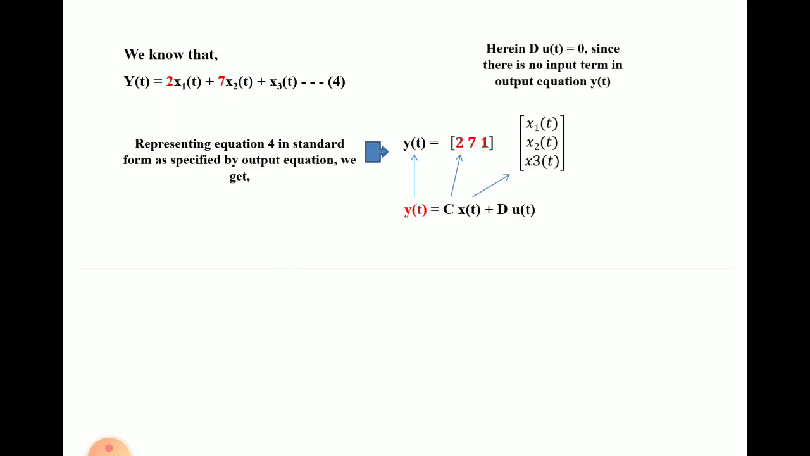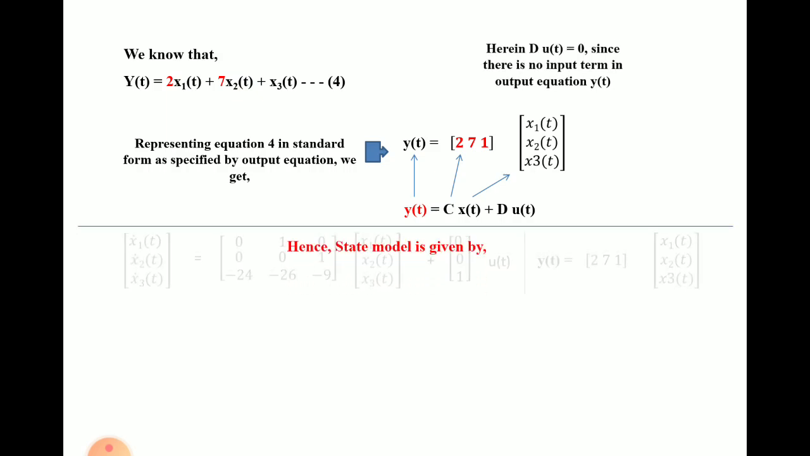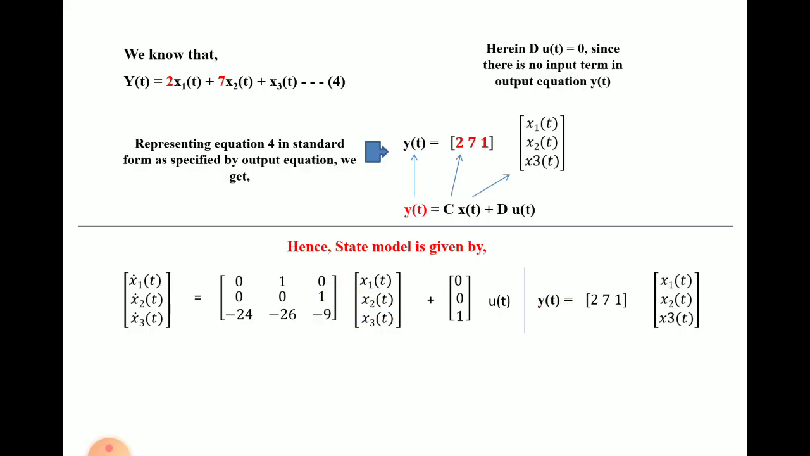Now if you write both the equations, then the combination of both the equations, that is state equation and output equation, is called as state model. Again, you can observe state model represented in its general form, x dot of t is equal to A into x of t plus B into u of t. Similarly, output equation represented in its general form, y of t is equal to C into x of t. Here D into u of t is 0. Again, this is how we will develop a state model for a given transfer function if it is in form 2, that is if there is a polynomial in the numerator.